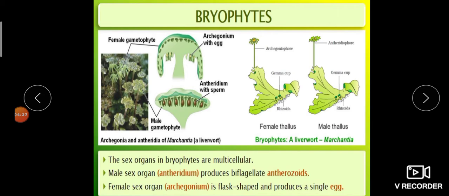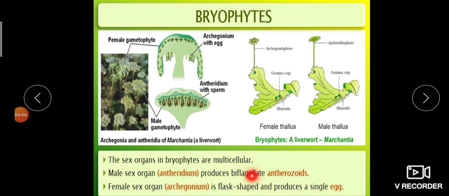Then come to female. The female sex organ is called archegonium, and it is a flask shaped structure, and it produces a single egg. So the male sex organ is called antheridium, the female sex organ is called archegonium, and the male sperm-like cells are called biflagellated anthrozoids. The anthrozoids contain flagellae, so with the help of these flagellae they can easily move through the medium. The medium is water.